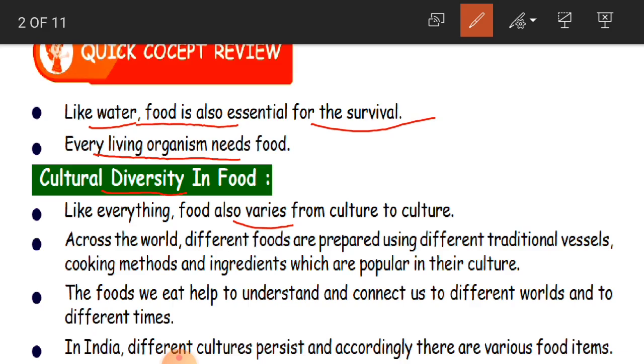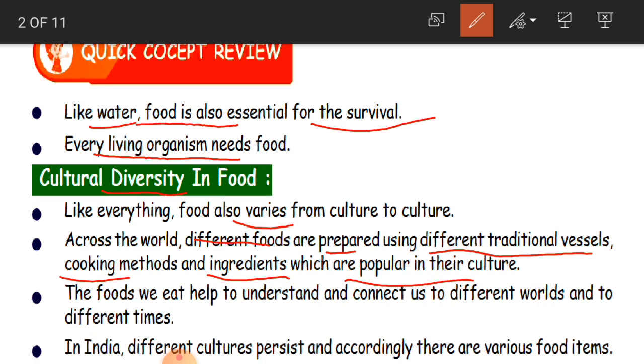Across the world, different foods are prepared using different traditional vessels, cooking methods, and ingredients which are popular in their culture. Now, children, have you seen the food of different places? Have you ever tasted them? As I said in the beginning, we have different customs and cultures in different places. According to that, they prepare different food items in different traditional vessels. For some occasions like festivals, every tradition follows one recipe. Recipe is nothing but one food item.